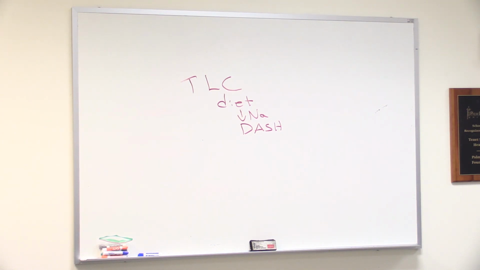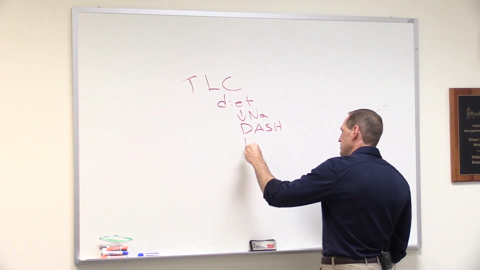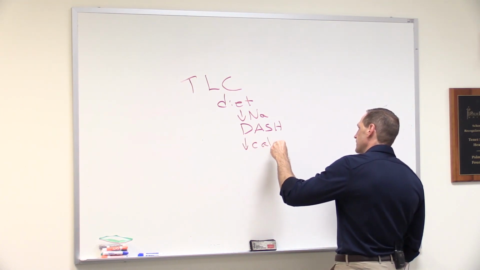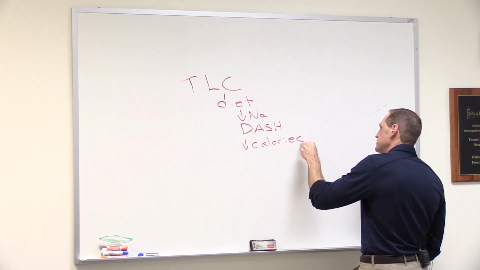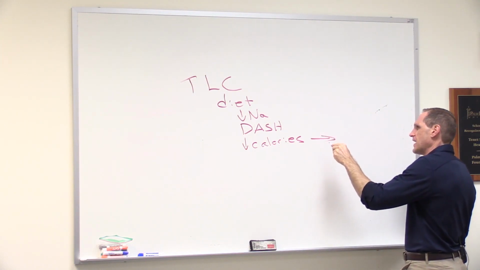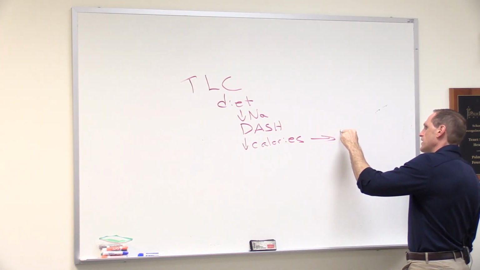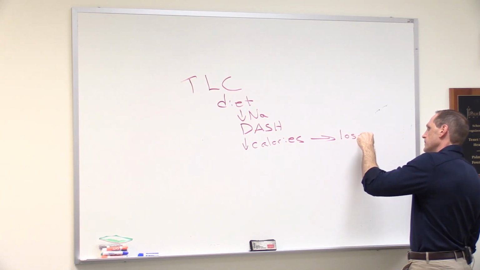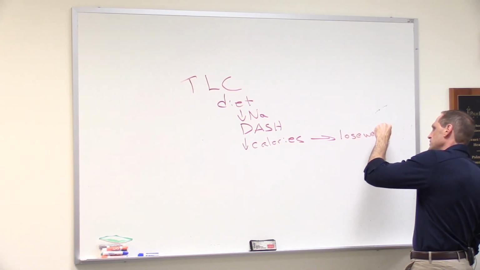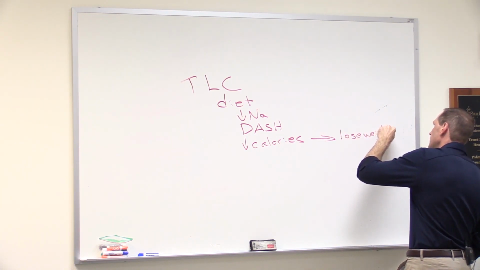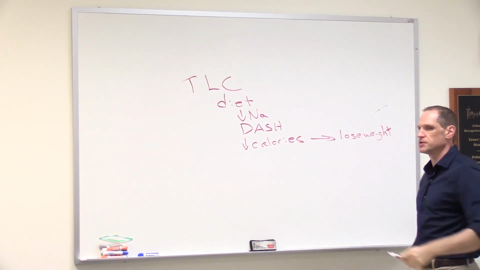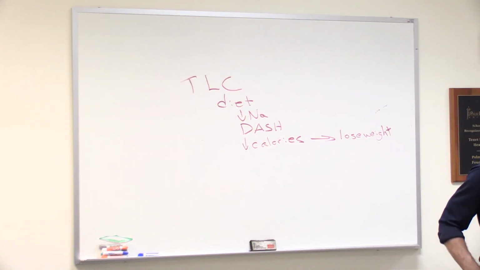If you actually follow that diet, there is a very good chance that you will also do the next thing, which is reduce calories. Which brings us to something that is not necessarily diet, but is important, and that is lose weight. If a person is overweight or obese, they should probably consider losing weight if they have high blood pressure.